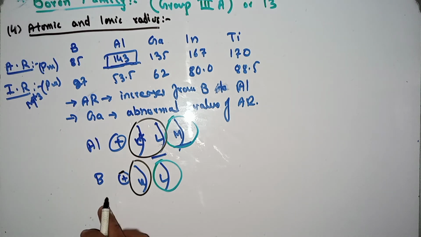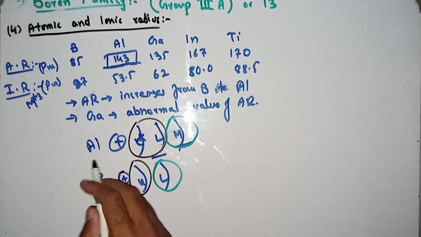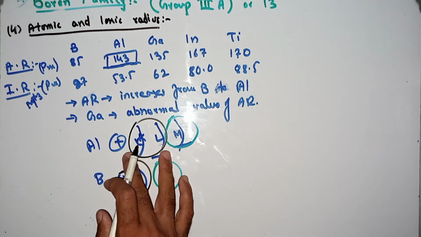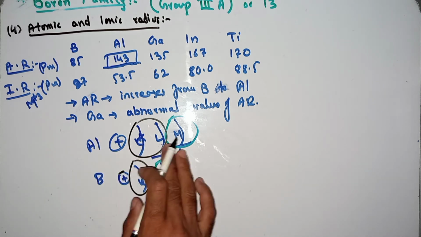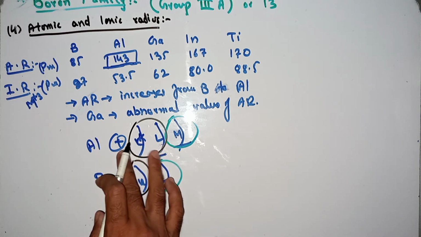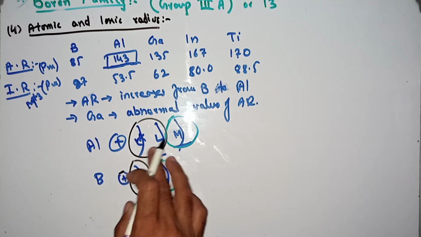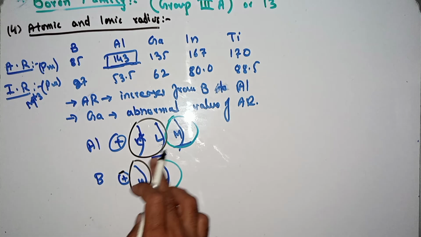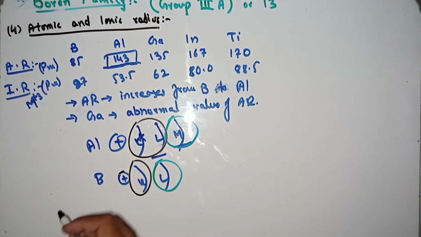That's why the nuclear force on the valence electron in boron will be greater, because of less screening effect. The smaller number of shells screens the nuclear charge less, while in aluminium one extra penultimate shell is added to the system. So it causes a shielding effect on the nuclear charge. That's why the atomic size is greater, which is 143 picometer as compared to boron, which has 85 picometer. I hope my point is clear.